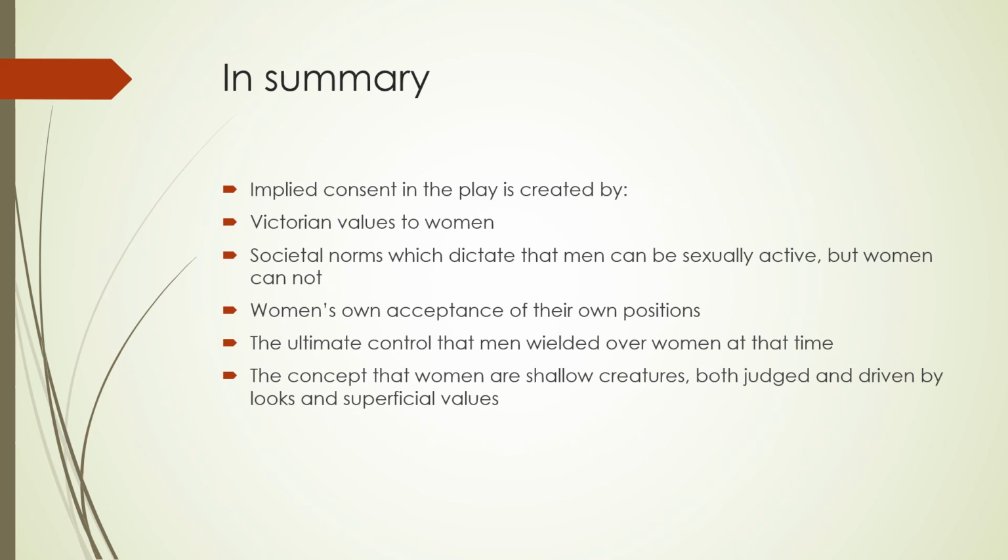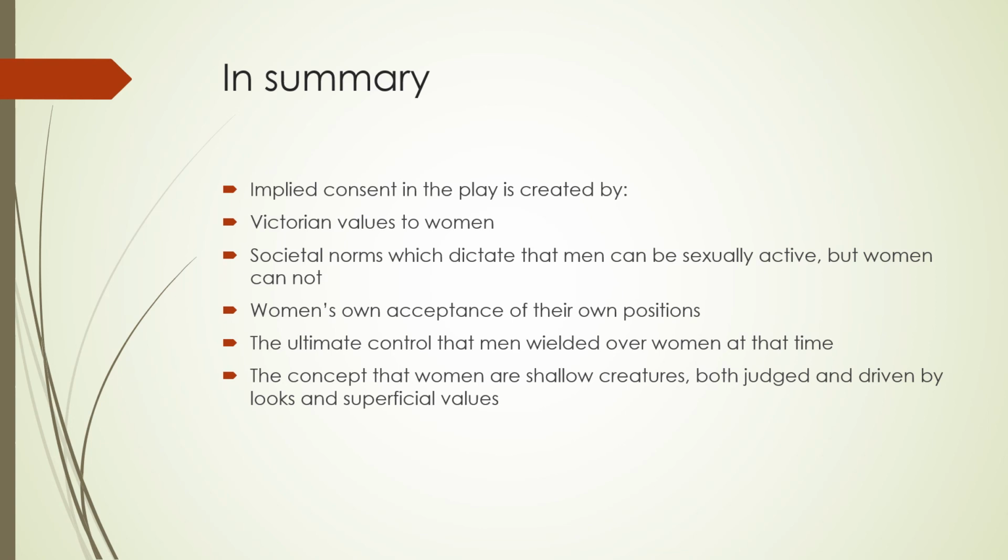Okay, so quick summary then to finish off. Implied consent in the play is created by these Victorian values applied to women, so it shows that women must be obedient and women are expected to do and fulfil their gender roles. The societal norms dictate that men can be sexually active but women cannot. I think it's also an important note that I'd agree that these societal norms are still in place. As I mentioned, if men are sexually active, they're celebrated by their peers, but if a woman is sexually active, then she can be pushed away and shunned aside.